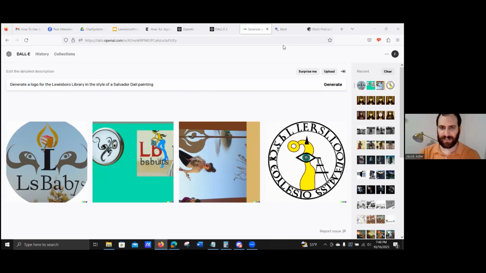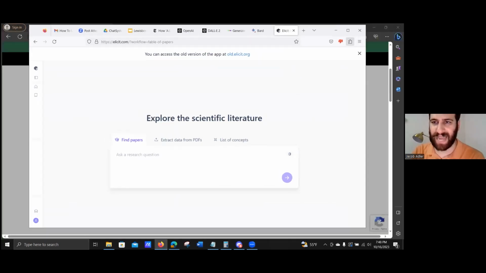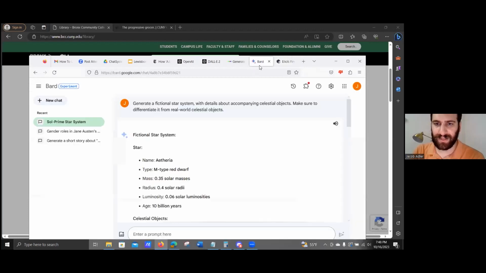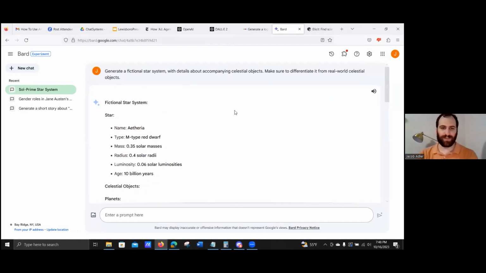So let me see if I can, hold on. I just gotta move this thing over here. So let me see. Oh, nope, that's not it. Sorry, my screen sharing thing is blocking a bunch of my tabs. There we go.